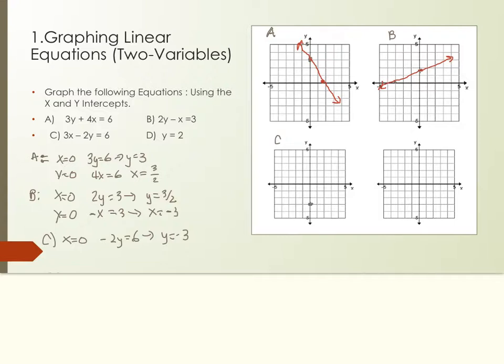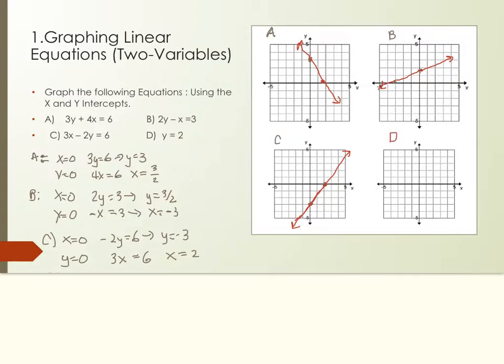And now we'll do y equal to 0. So when y is equal to 0 here, we have 3x is equal to 6, which means that x is equal to 2. So you can see where we're finding our different intercepts here. And now I'll draw my line. Not very straight, is it? There we go.